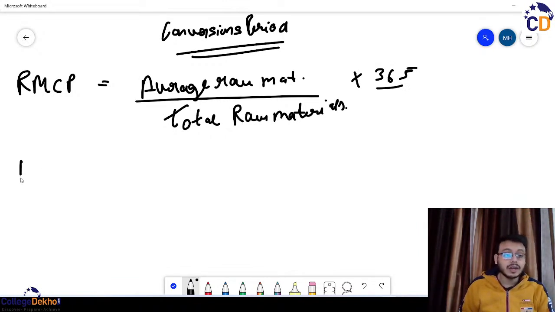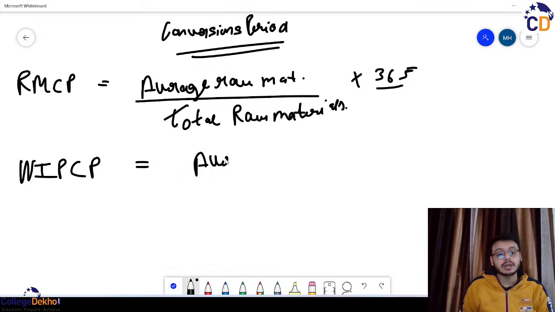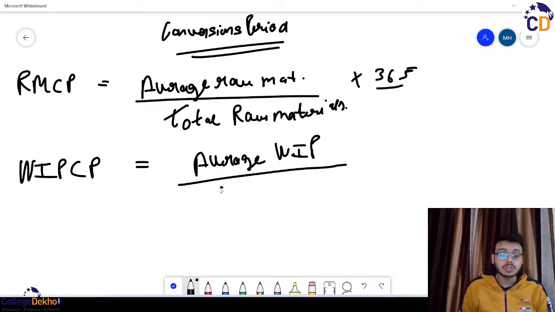Then you have to calculate the work in progress conversion period. It is nothing but your average work in progress divided by the total cost of production.